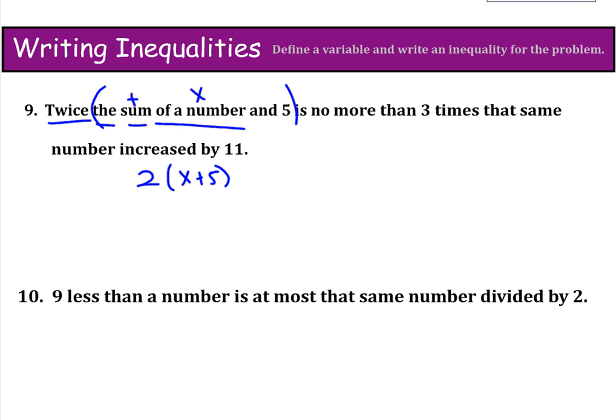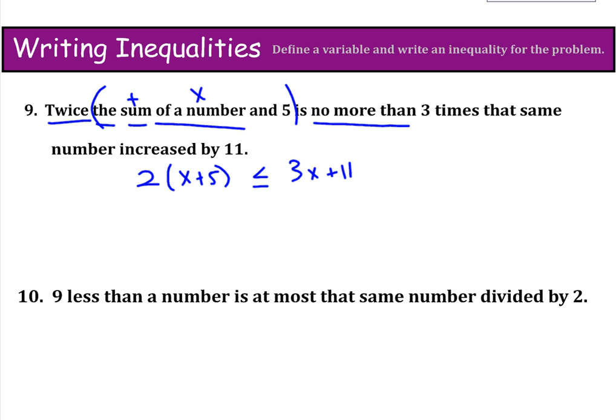Is no more than 3 times that same number increased by 11. So the handy part is that it's the same number, so I can use x again. So it's going to be 3 times that number plus 11. So no more than means it could be equal to. It's not going to be more than. It can be less than or equal to.